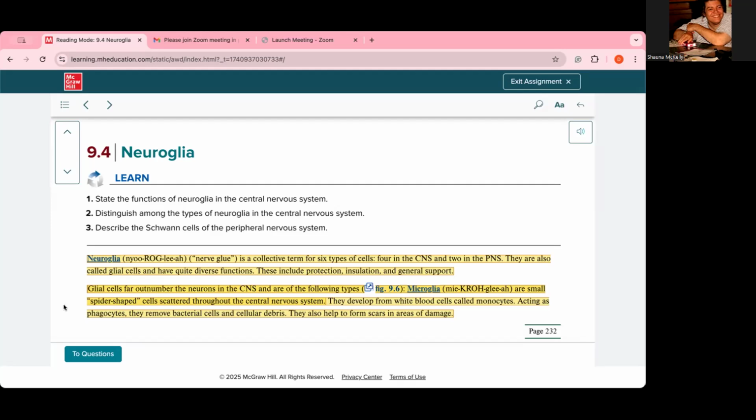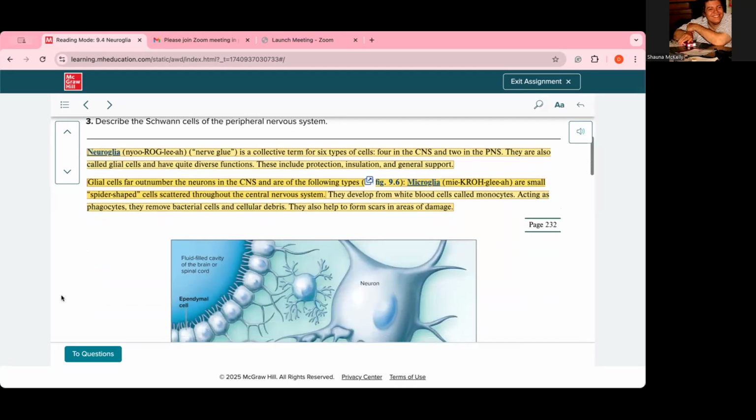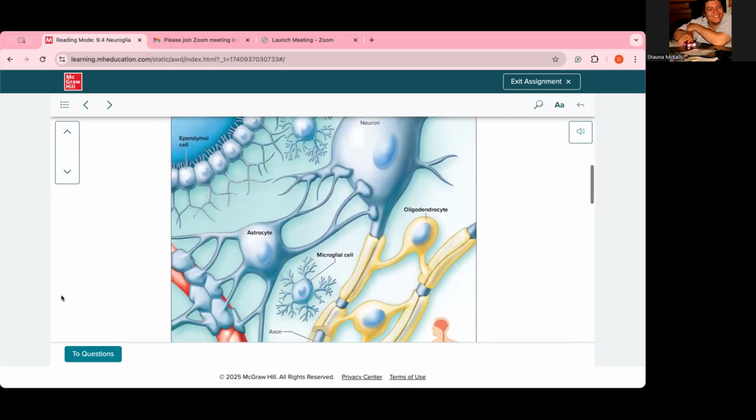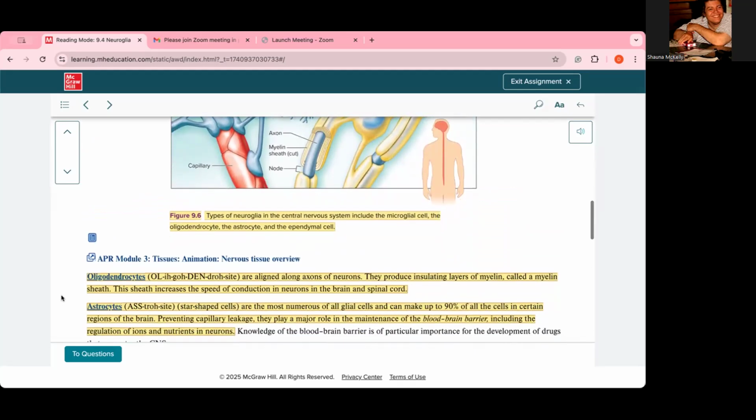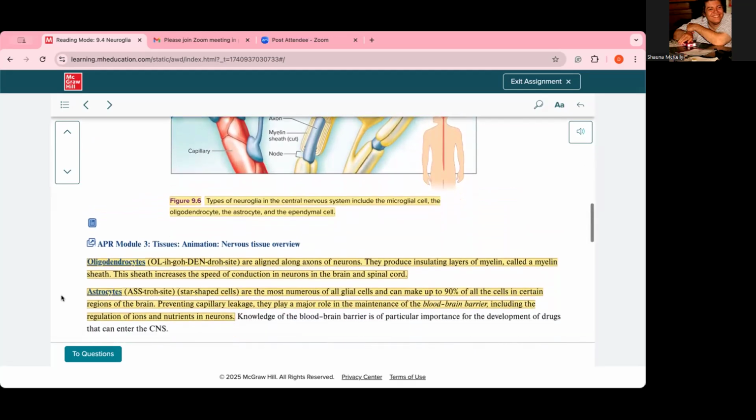Far outnumber the neurons in the CNS. They also help to form scars in areas of damage. Scroll down a little bit. I think it's glial, but okay, there's our picture. We did that before. Microglia, okay.